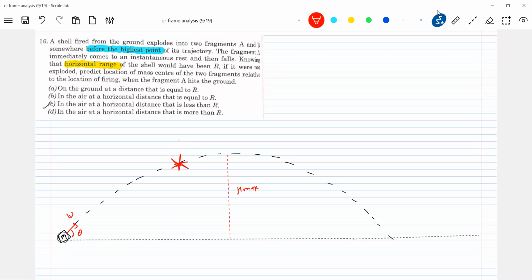I'm just putting a red mark. I think it is understood. It's an explosion. Now, what is the state of this? That explosive will be having some velocity v. Now, let's come to the question. The fragment A immediately comes to an instant rest and then falls. So there are two fragments.